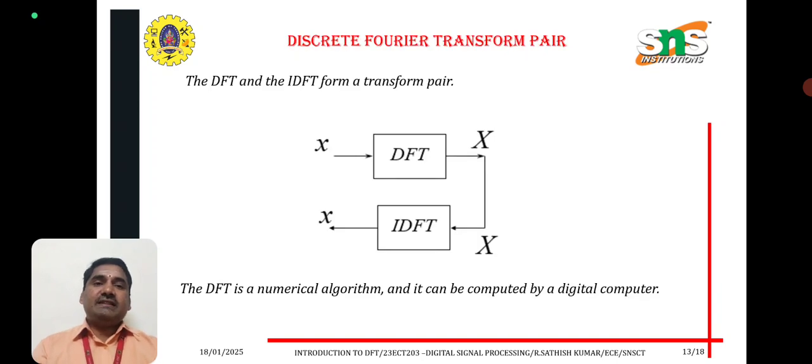The discrete Fourier transform pair. The DFT and IDFT form the Fourier transform pair. When small x is given to the DFT, it produces the output capital X of k. The same X of k can be applied to the inverse discrete Fourier transform, which produces x of n. Small x represents the time domain representation, capital X represents the frequency domain representation. The DFT is a numerical algorithm and it can be computed by a digital computer.